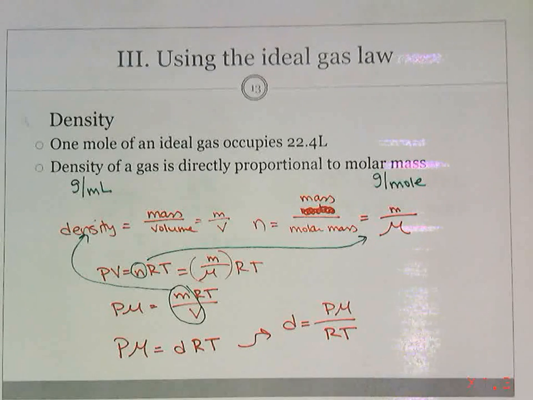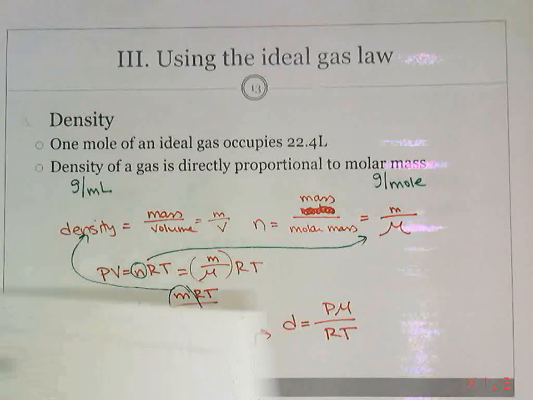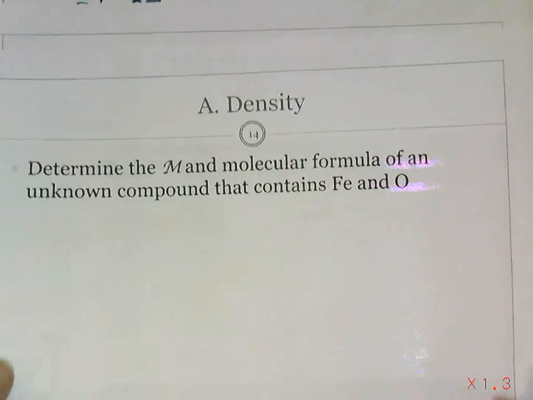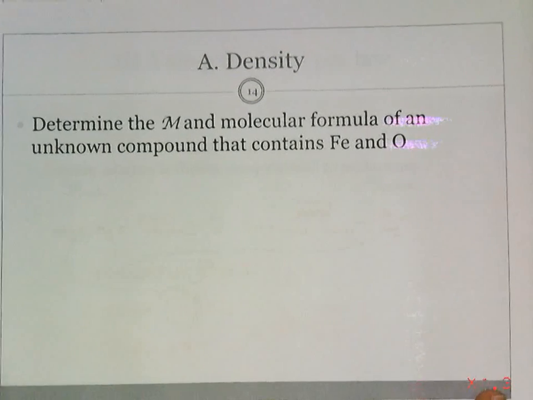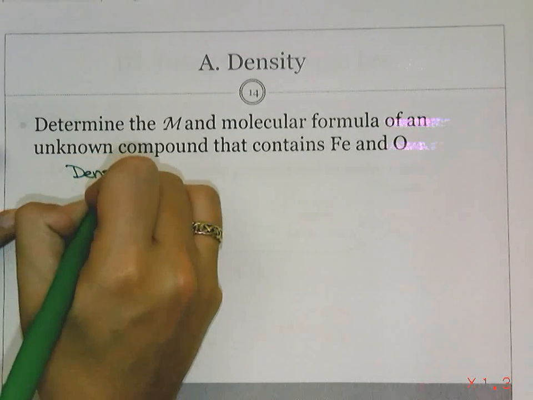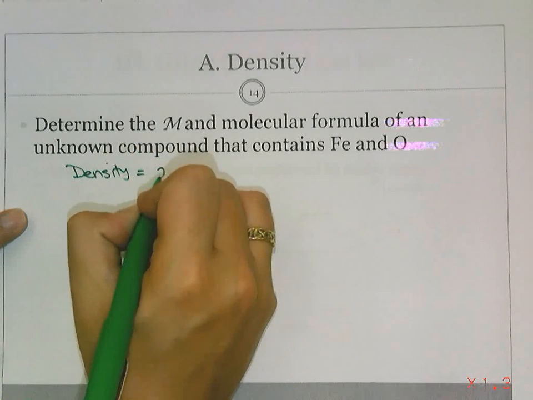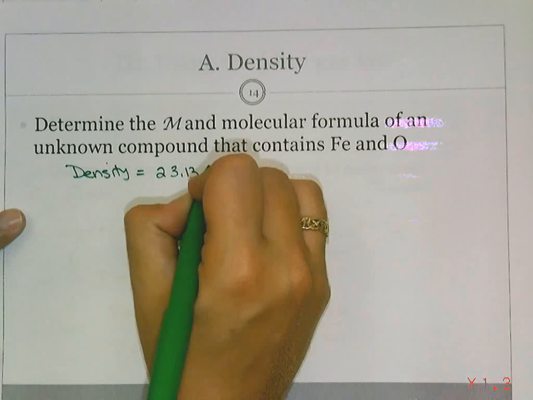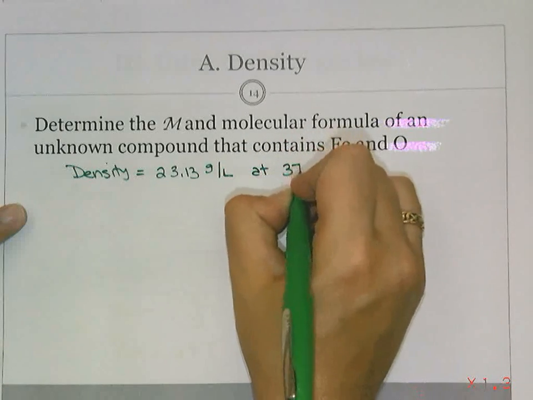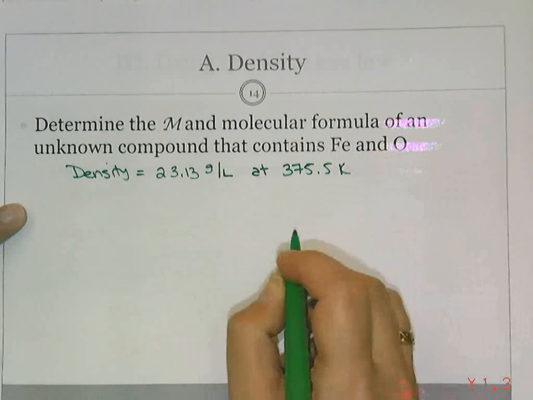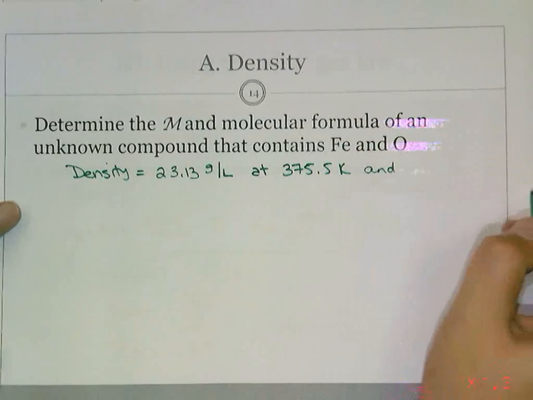So let's look at our last example for this lecture. Let's determine the molar mass and molecular formula of an unknown compound that contains iron and oxygen. Let's say the density is equal to 23.13 grams per liter at 375.5 Kelvin and 8.21 atmospheres.